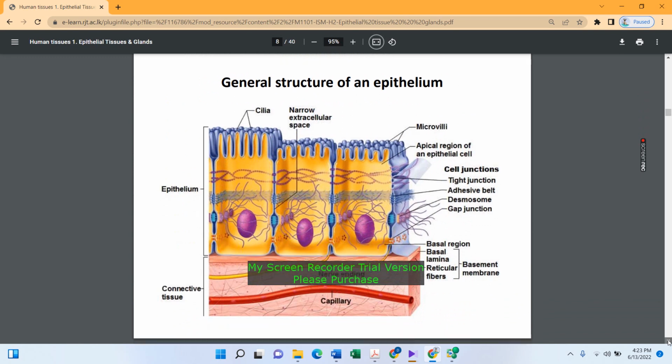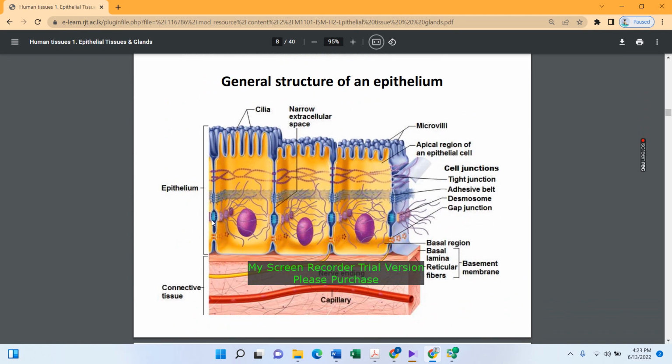So let's look at this, the general structure of an epithelium. You can see the cells are tightly packed. There are no intercellular spaces. These cells are connected using gap junctions, and three types of cellular junctions are found between these epithelial cells. They sit on a basement membrane.